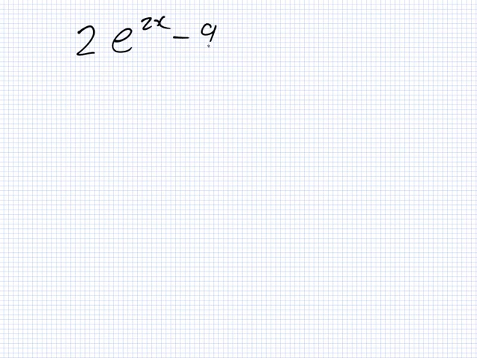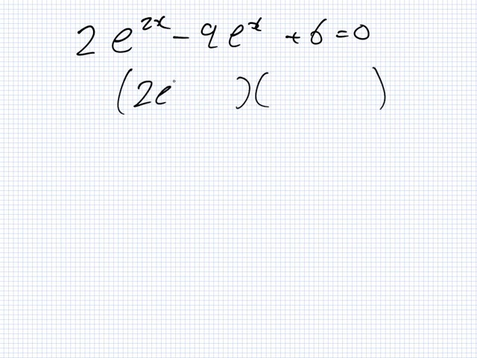2e^(2x) minus 9e^x plus 6 equals 0. Okay, so you can all see what's happening here. It's a quadratic. Does it have factors? Well, it has to be a 2e^x and an e^x. I need it to be a 6, so I can go with 6 and 1, which is no good, or 3 and 2. 3 and 2? 6, 7, no. Formula?